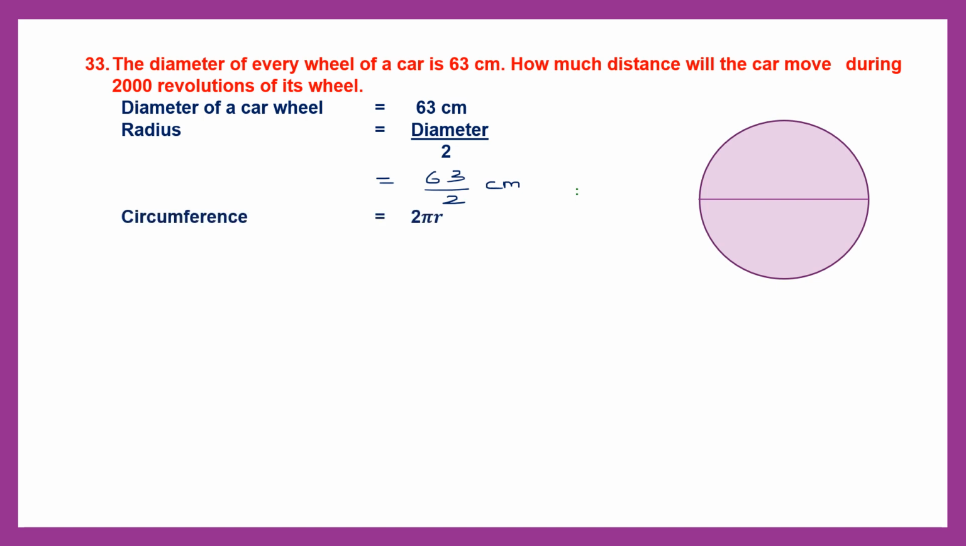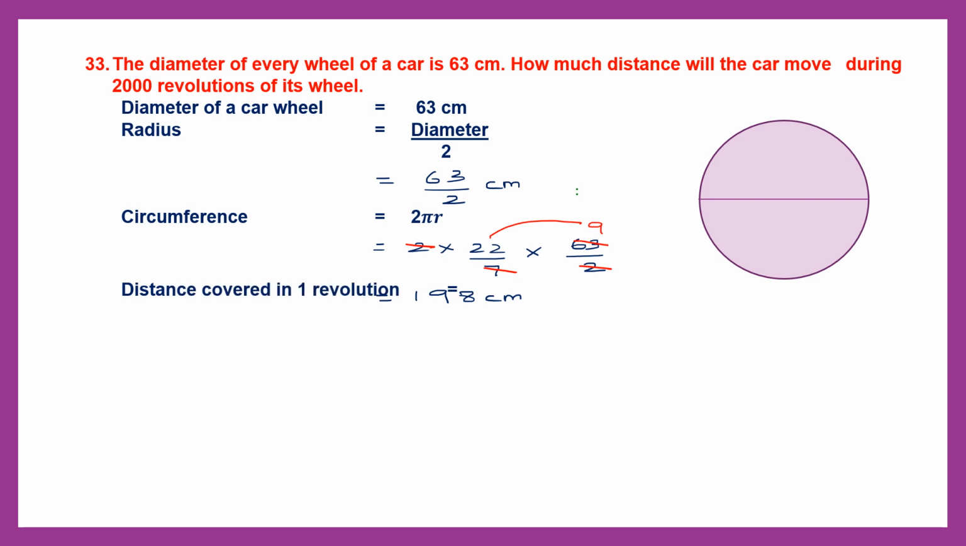Now the circumference of a circle is 2 pi r, isn't it? So that is 2 into pi, which is 22 by 7, into r, which we found out to be 63 by 2. Now let's cancel. I can cancel this 2 and this 2. I can cancel 7 and 63. 7 nines are 63. That's it. Now I need to multiply these two. So when I multiply 22 into 9, I get 198 centimeters. So now I know the circumference of the circle. That means in one revolution it covers 198 centimeters. So this is the distance covered in one revolution.